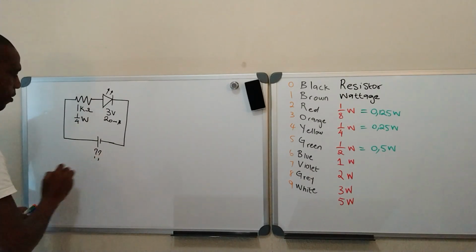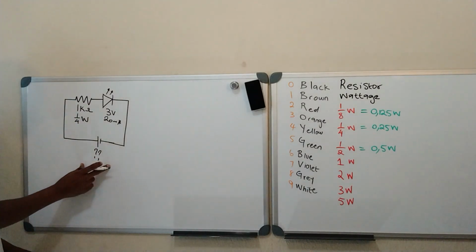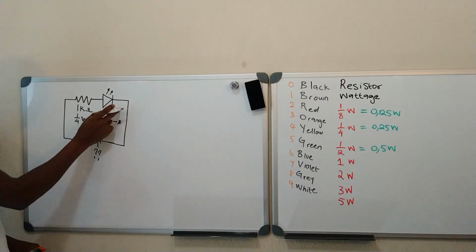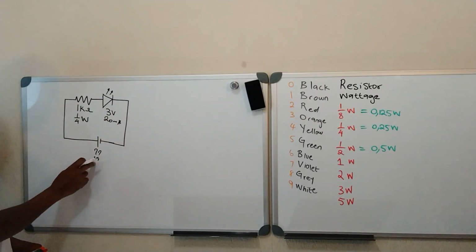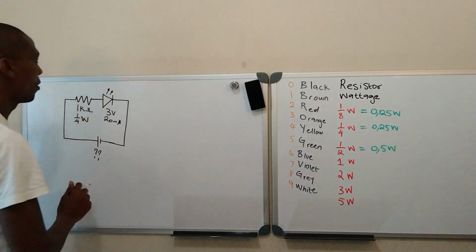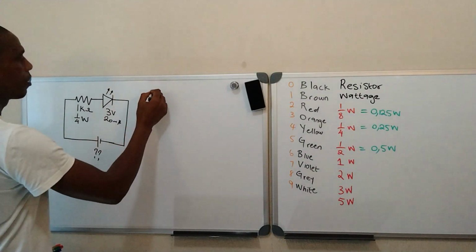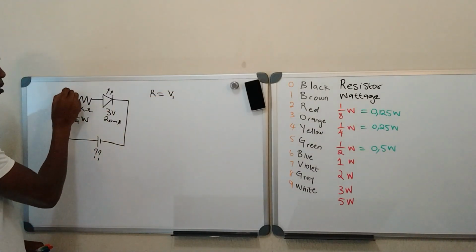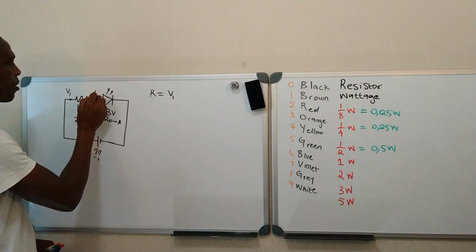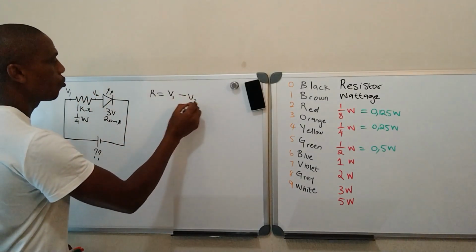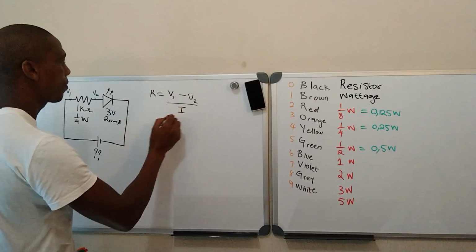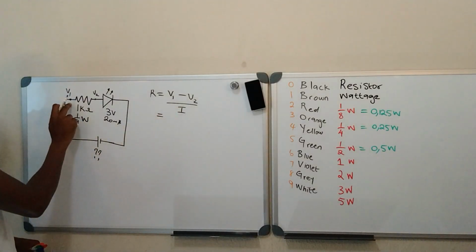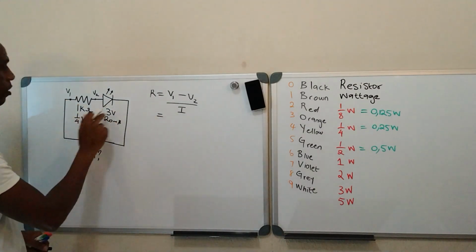Now we are looking for the battery source that can supply this LED without burning the LED. So we need to determine the value of the voltage and the value of the current. Let's see how we do that. We know that R is equal to V1, which is at this point, minus V2, all over the current value. V1 is what we're looking for, because V1 comes from the battery. We don't have it. So okay, let's start with the resistor.